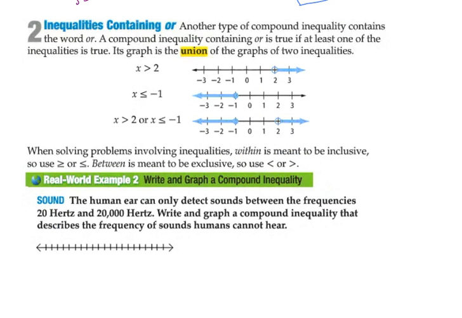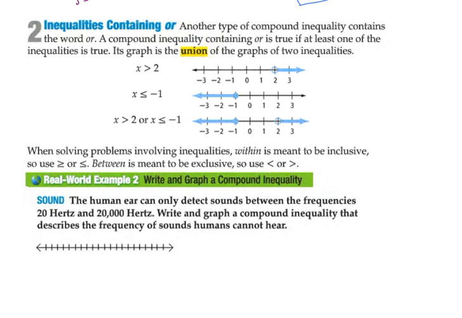Now we're going to look at the or side. It says another type of compound inequality contains the word or. A compound inequality containing or is true if at least one of the inequalities is true. So we stated that if it's 33 degrees, we're going to cancel. Or if it's 97 degrees, we're going to cancel. The union, again, we're going to look at both of them together. So one is pointing to the right, one is pointing to the left. We bring them together, they're still going to go their separate ways.